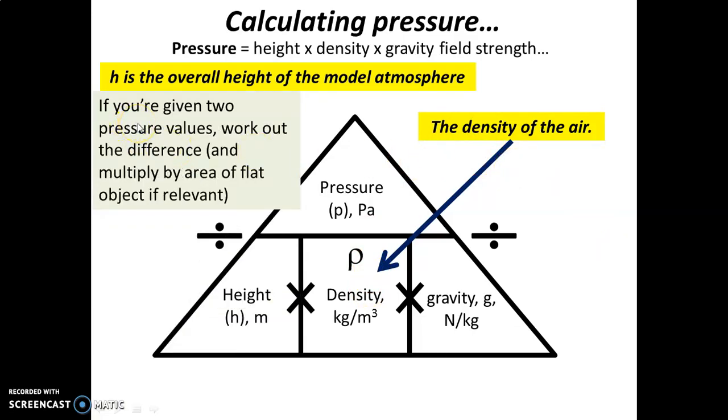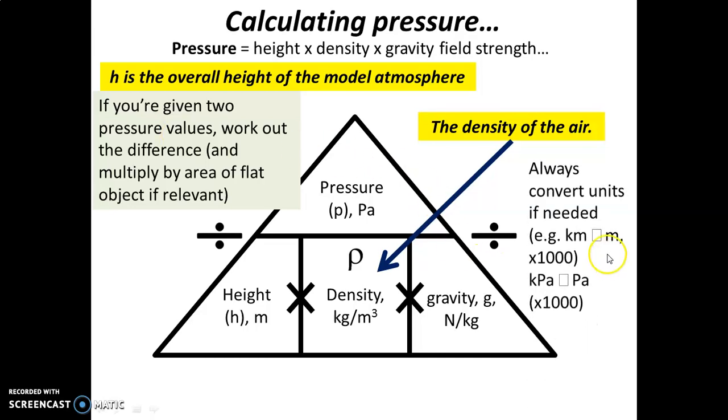Now you could be given 2 pressure values. You'd have to work out the difference between them. And if you're given the area of a flat object, multiplied by that area if relevant. Remember, always convert units if needed. For example, kilometers has to be converted into meters, and you do that by multiplying by 1,000. Kilopascals to pascals, you convert that by multiplying by 1,000. Make sure you know those conversions.